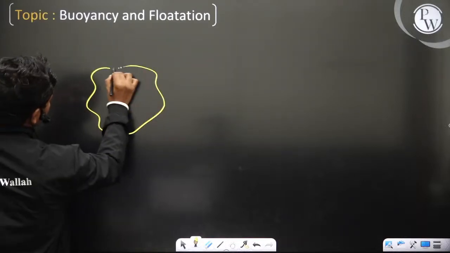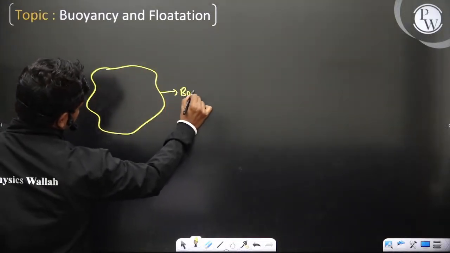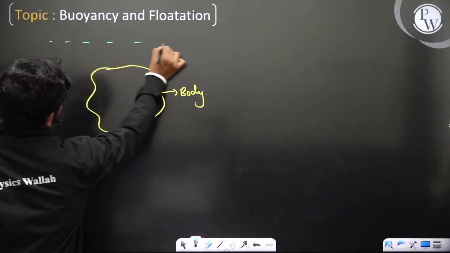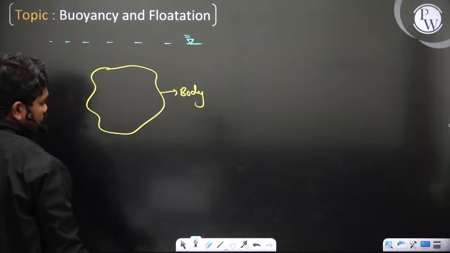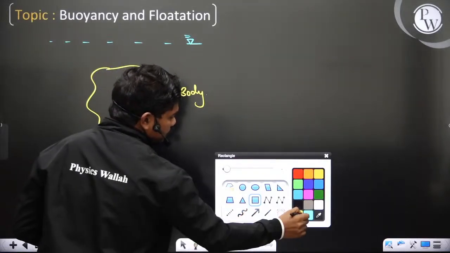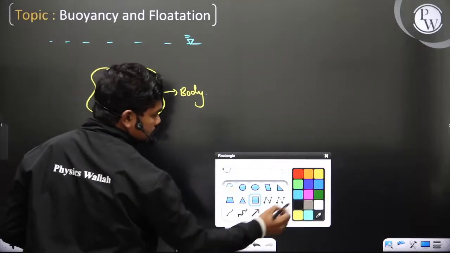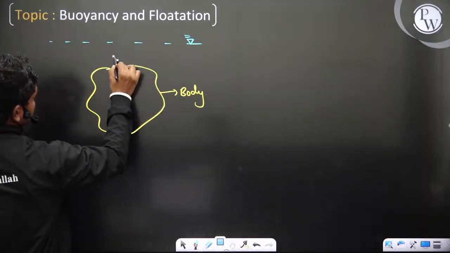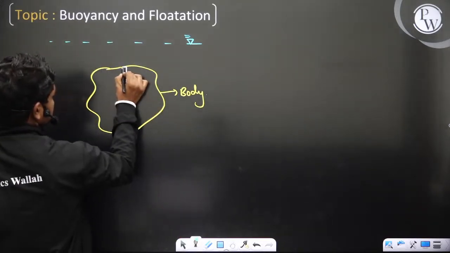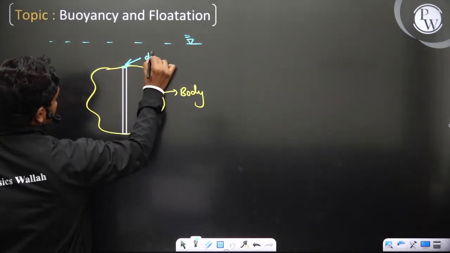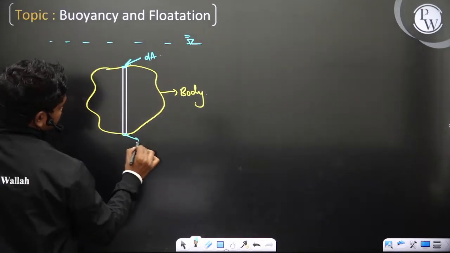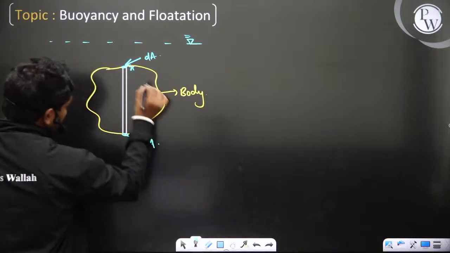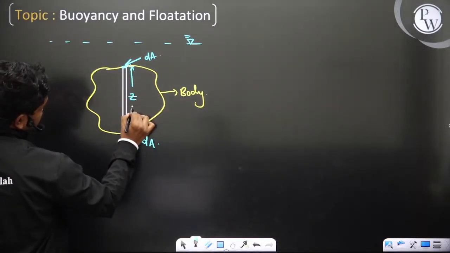For example, if you have any body, and let us suppose this body is in a fluid, in an expanse of fluid. If you take a small section along the body, like a small cross section, let us suppose this is a dA and this is also dA, and this is Z, because this Z will change depending upon the location. So this is Z.